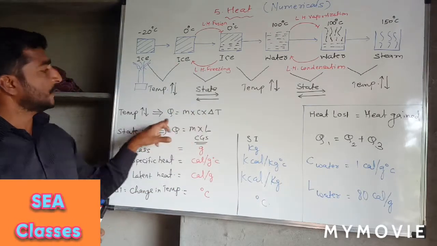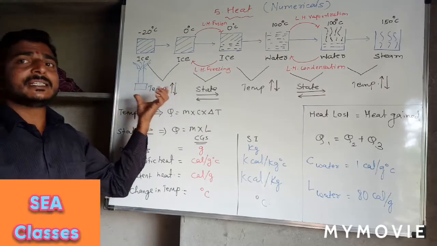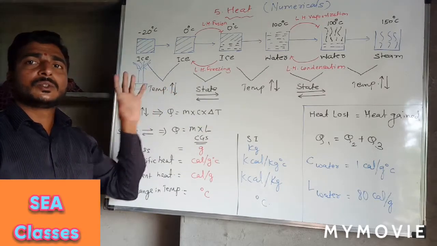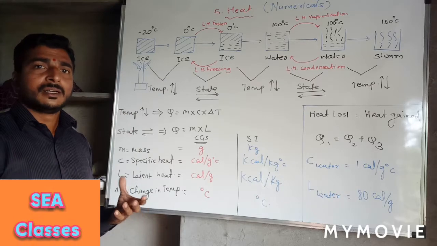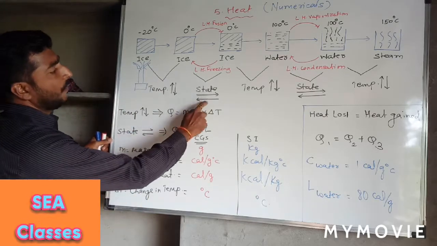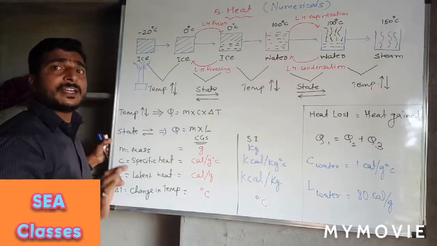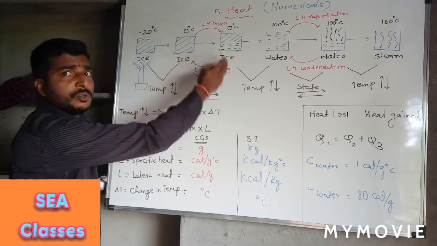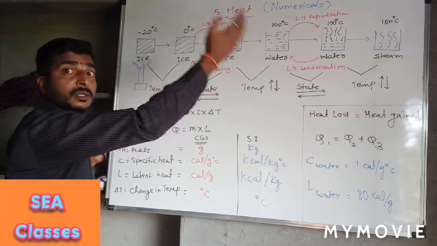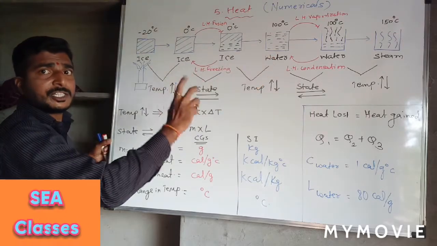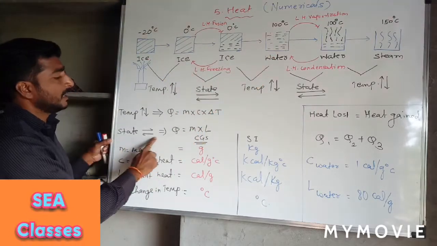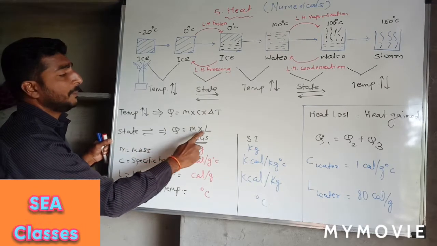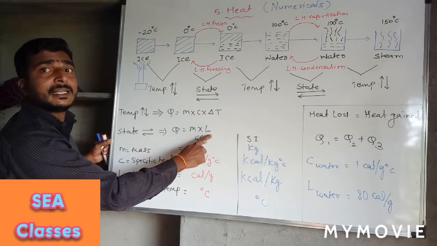So you take this formula when there is a change in the temperature between the given two stages. Now there is another formula. When there is a change in the state of an object, that is, converting from ice to water or converting from water to vapors, you have to take this second formula, that is Q is equal to M into L. L is what? It is the latent heat.